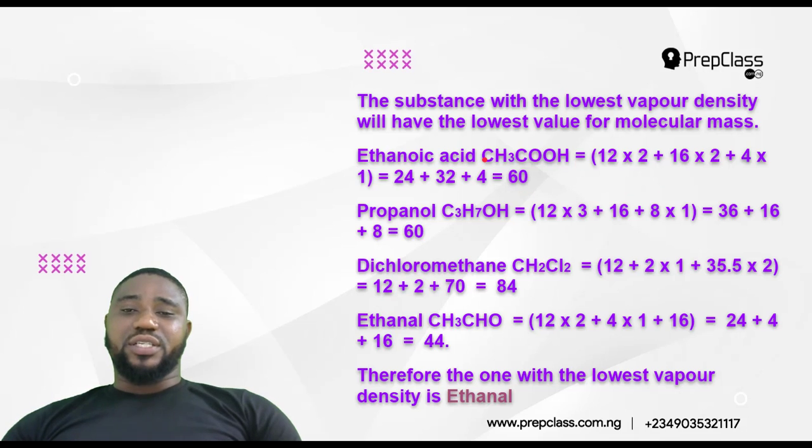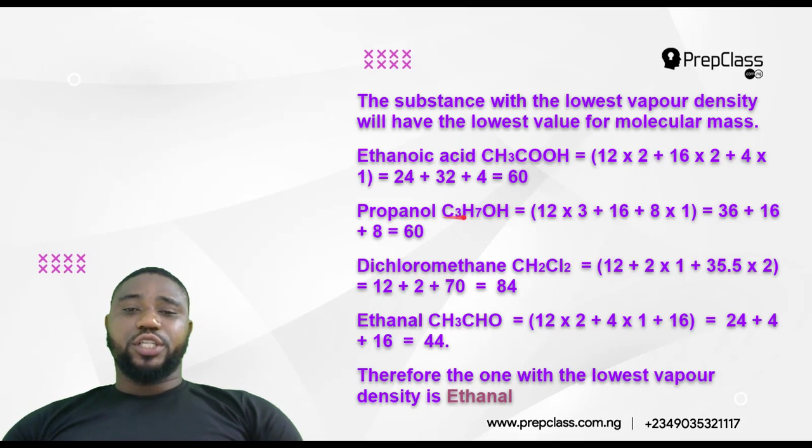Ethanoic acid is CH3COOH. So it contains 2 atoms of carbon, that's 12 times 2, plus 2 atoms of oxygen, 16 times 2, plus 4 atoms of hydrogen, that's 4 times 1. Hydrogen is 1. So that gives us 24 plus 32 plus 4. If you sum this up, you get 60.